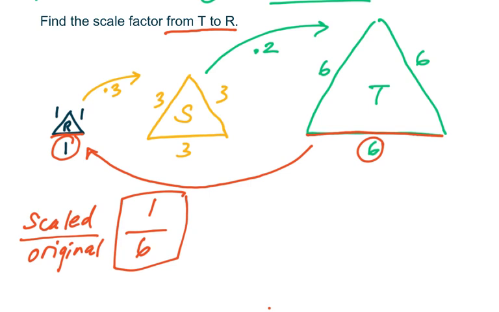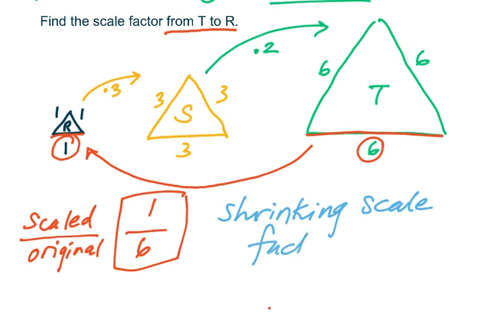Now, I'm really glad to see that my scale factor is 1/6 because that gives me confidence in my answer when I look at the pictures. I'm going from a large triangle to a small triangle, and that means that I needed a shrinking scale factor. So a shrinking scale factor is one between 0 and 1. And so the fraction 1/6, which is between 0 and 1, gives me confidence that I have chosen the correct answer.